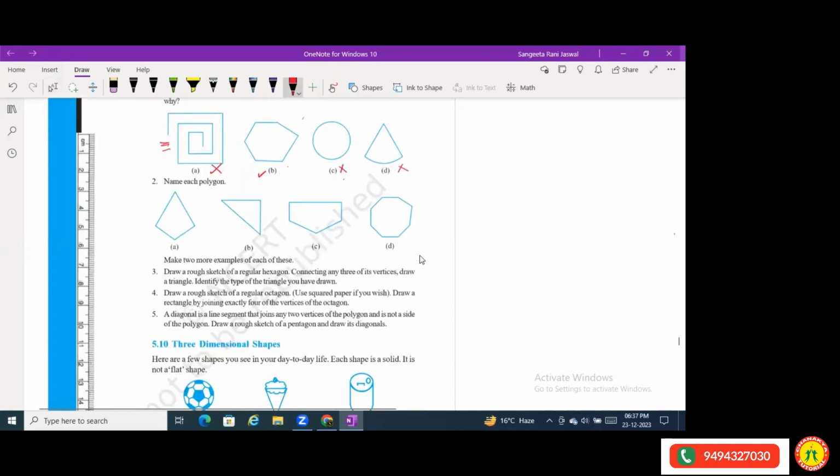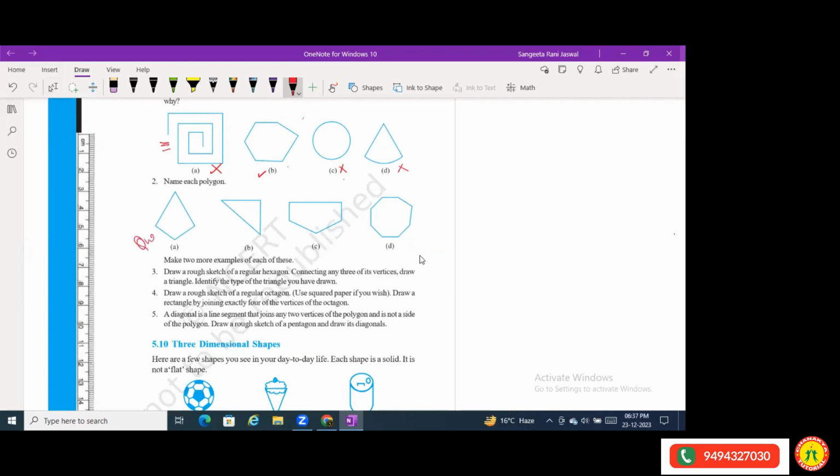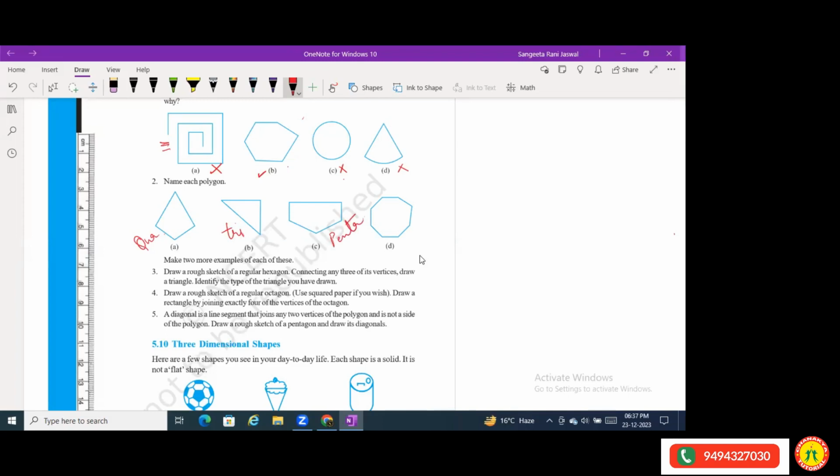Now see the next. Name each polygon. Now this polygon has four sides. Can you name this polygon? Quadrilateral. Yes, this is quadrilateral. Now this, triangle. This has five sides, pentagon. Pentagon. This, octagon. Octagon. Okay. Now make two more examples of each of these.